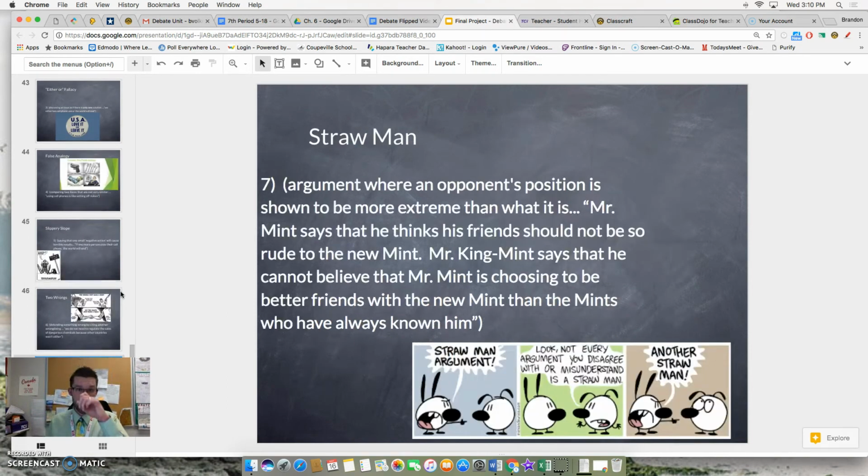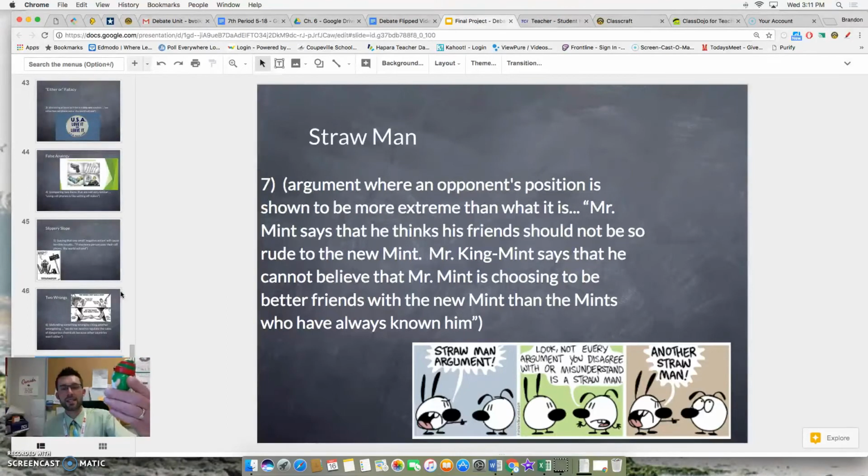Now we have the straw man example. Straw man fallacy. This is an argument where an opponent's position is shown to be more extreme than what it actually is. And this is a fallacy that you might see maybe more in a rebuttal situation, or if your opponent starts talking about your side of the debate. So this is one that you might want to clue in on and make sure you don't do it to your opponent.